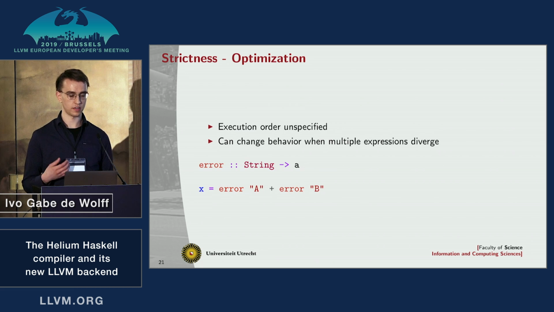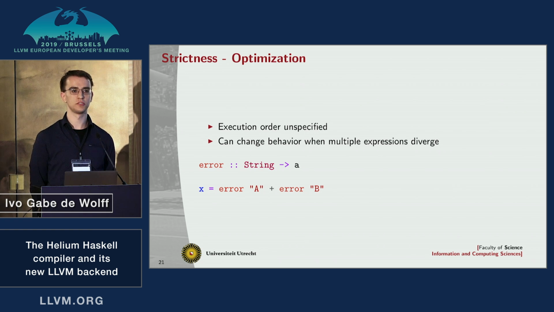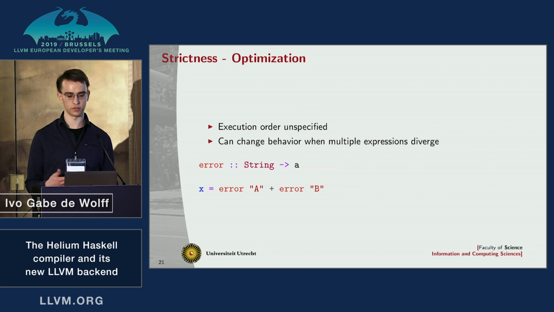As you may see, this can change the behavior of the program, but that's not a problem, as the order of execution is not specified for Haskell programs. It's only specified which expressions are computed. So if you have, for instance, the example I showed here, error is a special function in Haskell which takes a string and reports an error. Then in this case you do not know whether you get error A or error B, as you need to compute both of these expressions, and it's not specified which of them occurs first.